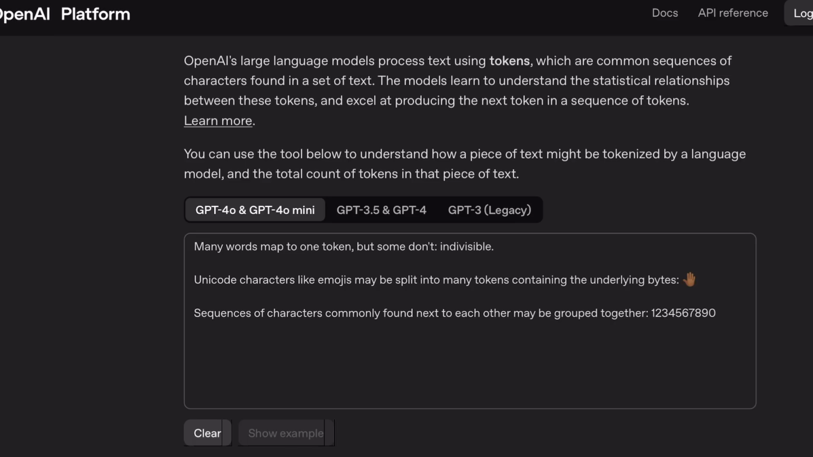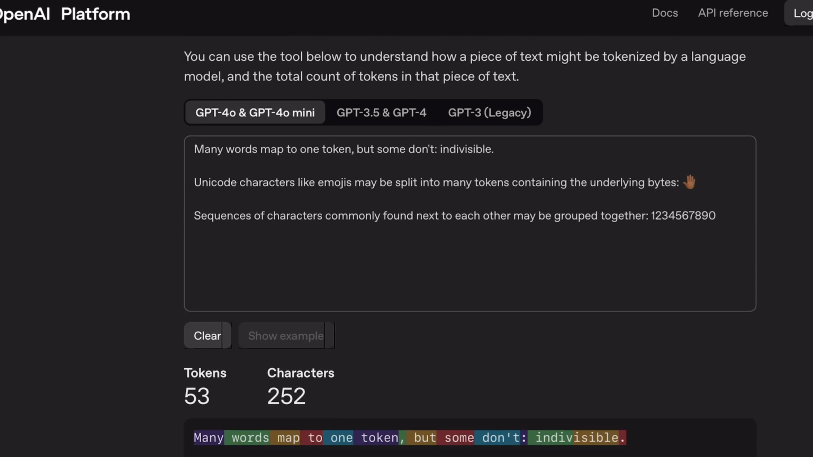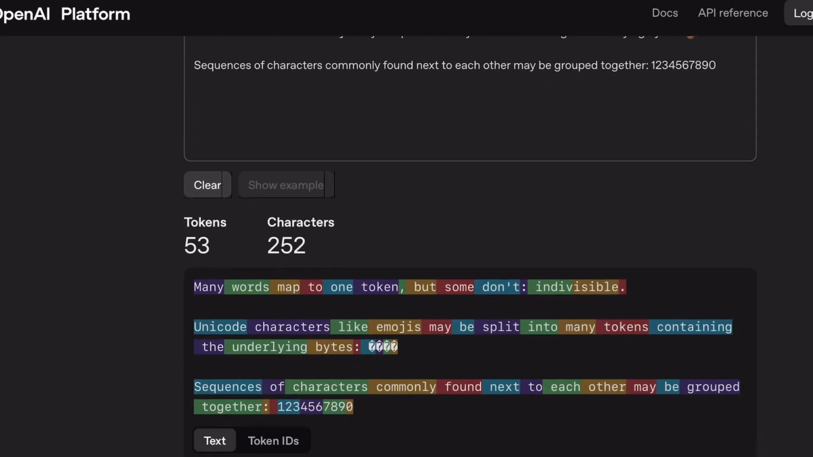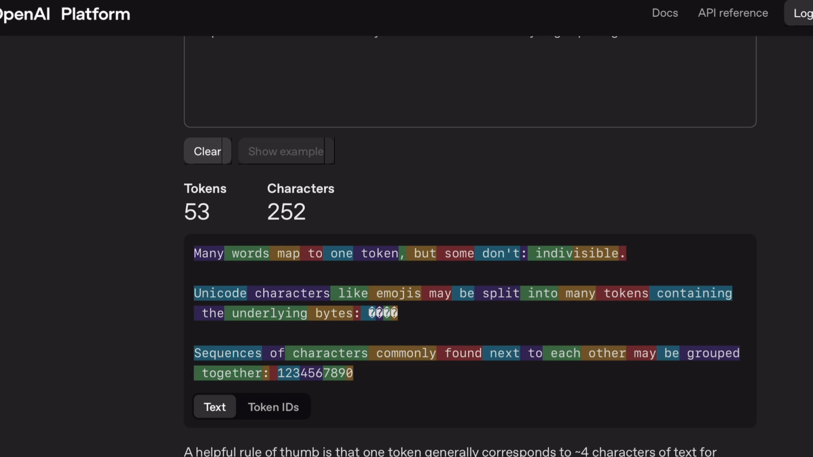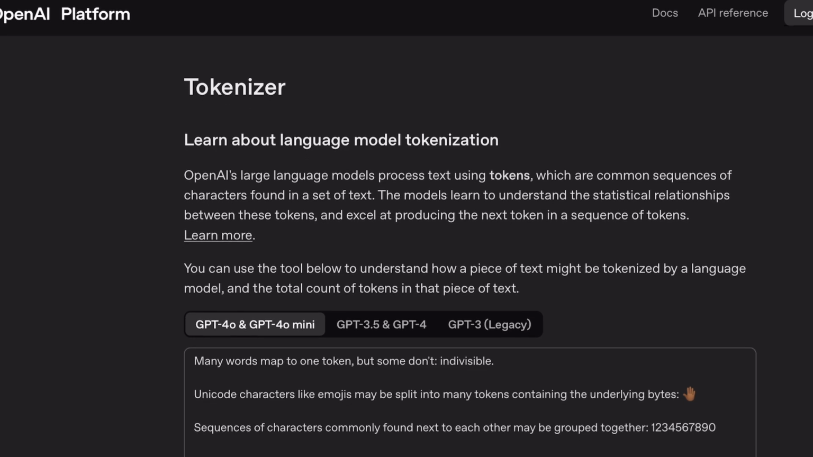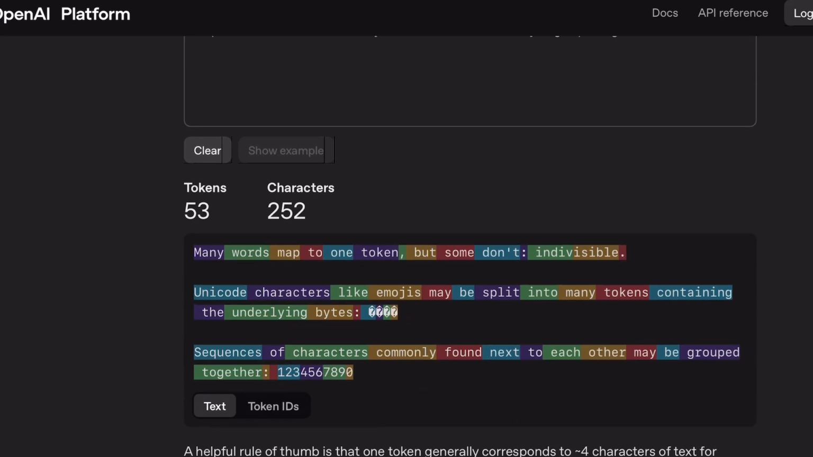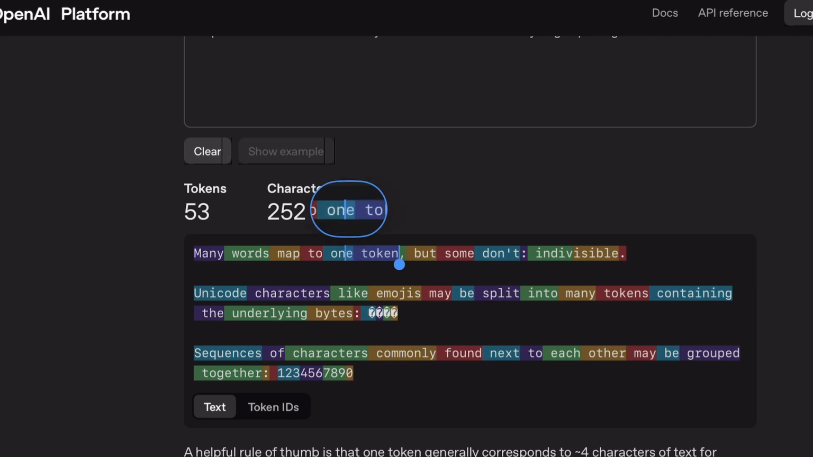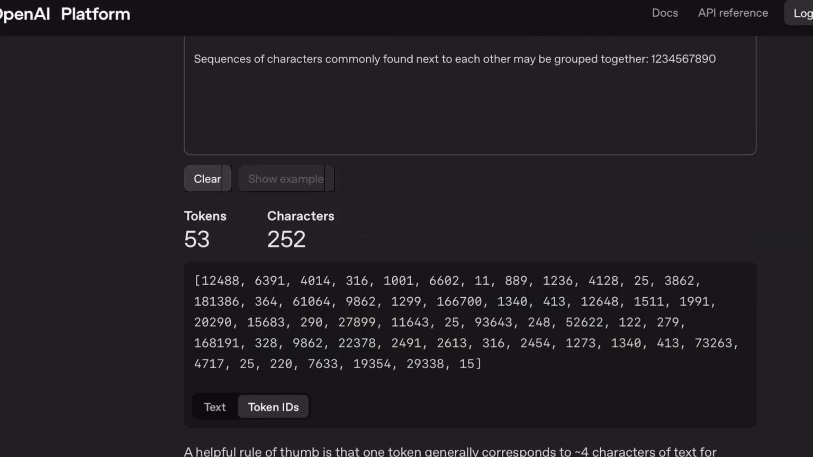A token is something between a word and a character. Here you can see a tool for showing tokens and a sentence broken up into them. So here you can see that many words map to one token, but some don't, like this word indivisible, which is composed of 2 tokens. Now exactly what is a token and what isn't is defined by a tokenizer, this one specifically for ChatGPT 4.0. And then each of these tokens has a certain representation, and this is this integer that we talked about.